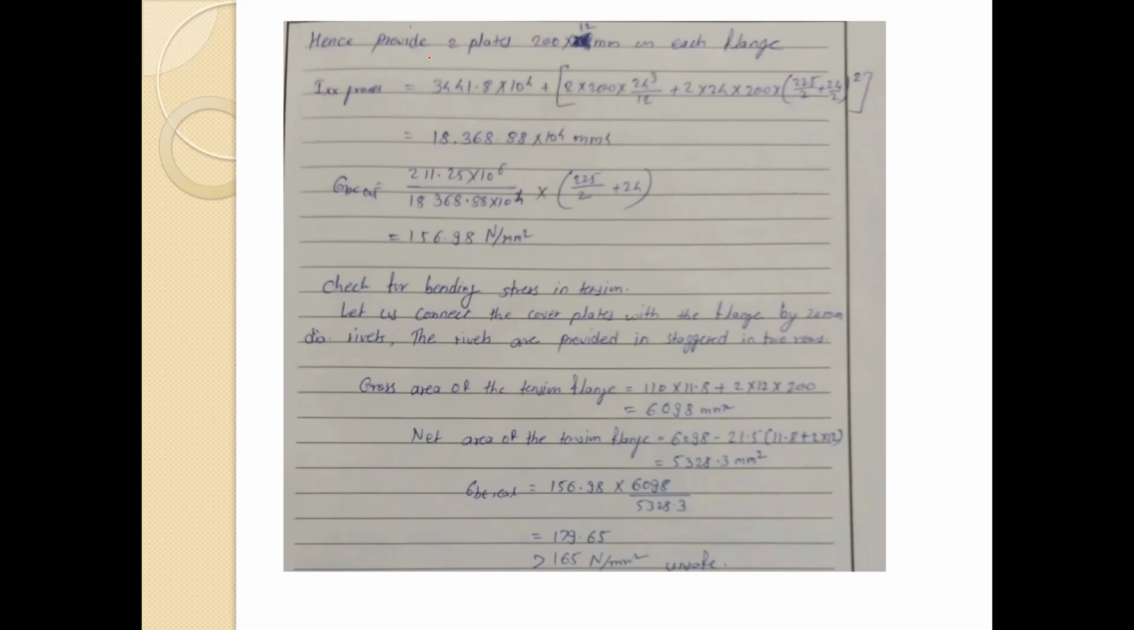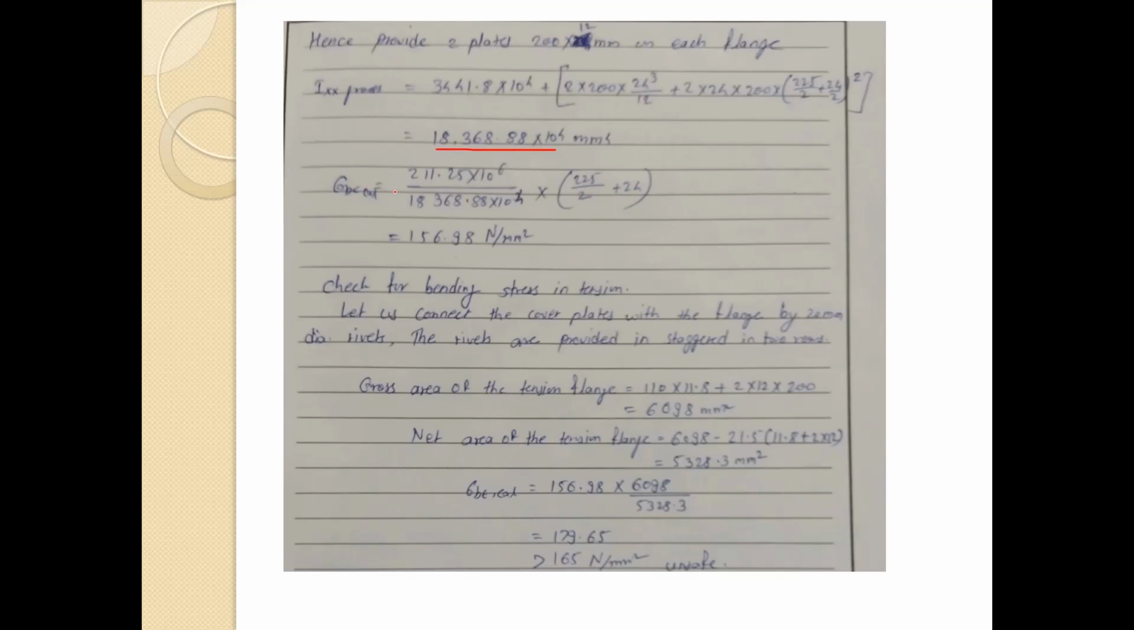Now we are providing two plates of 200 by 12 on each flange. So IXX gross we have calculated over here. So that becomes 18,368.88 into 10 raised to 4. So this is the IXX plus 2 into AY square. That's how we have calculated this one.